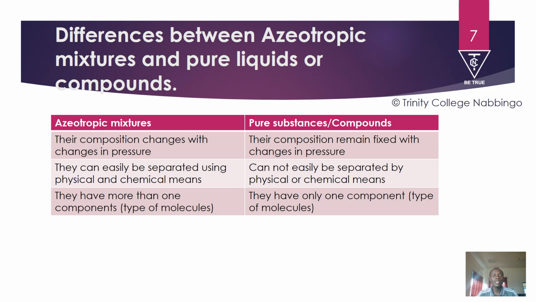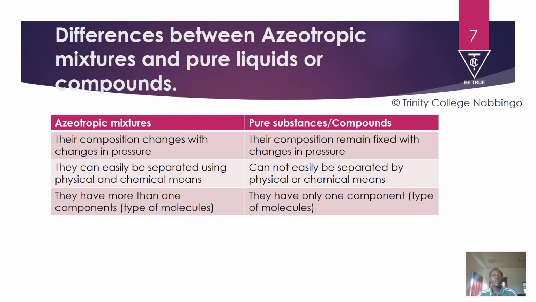The azeotropic mixtures can easily be separated using physical and chemical means. You know, in senior one we said mixtures can be separated using physical and chemical means, but compounds cannot easily be separated using physical and chemical means. Towards the end of this lesson, we are going to look at how we can separate azeotropic mixtures. But compounds cannot easily be separated by physical or chemical means. So that is another way to tell us that azeotropic mixtures are not compounds. They are mixtures.